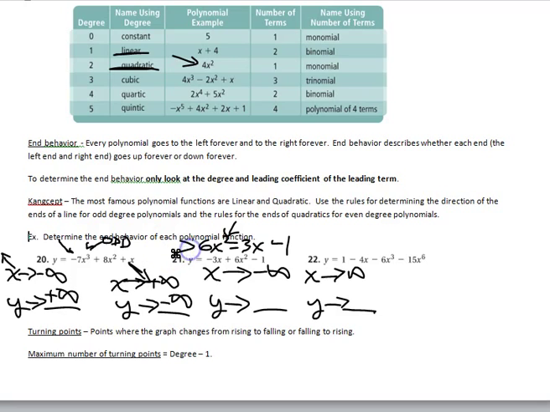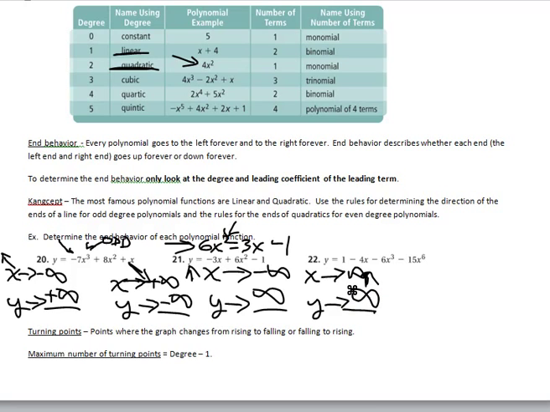For a parabola, don't we figure out whether it's smiling or frowning by the leading coefficient? Since this 6 is positive, I know both ends will go up. The left end will go up and the right end will go up. How do you say up in math? That means y goes up to positive infinity, and y goes up to positive infinity on the right side as well. That's the end behavior for 21.